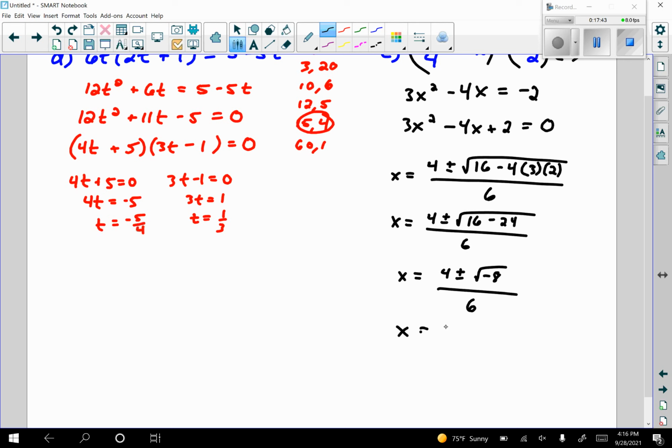We need to simplify this, so this is going to become 4 plus or minus, and i is going to come out, and radical 8 becomes 4 times 2. So we're going to have that 4 also come out. So we're going to get a 2i radical 2 over 6. Now with the 4, the 2, and the 6, I could simplify this. I can divide everything up here by 2. So we're going to get 2 plus or minus i radical 2 over 3.